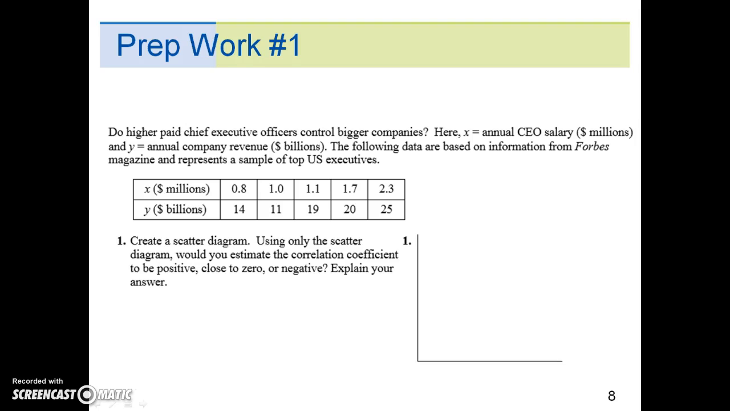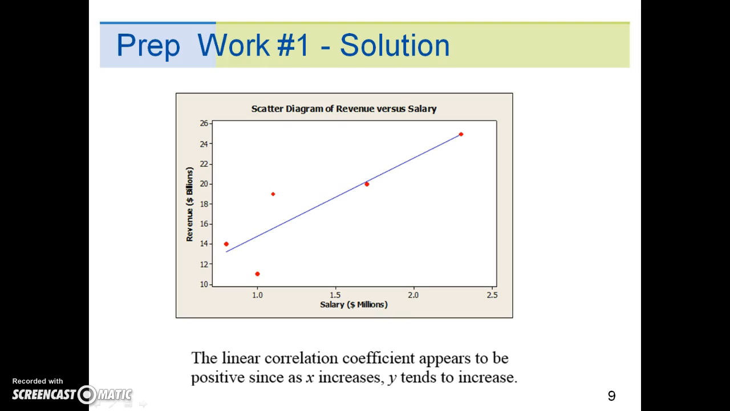Using only the scatter diagram, would you estimate the correlation coefficient to be positive, close to 0, or negative? Explain your answer. Pause the video here, give it a try on your own, and to verify your answer, keep going and look at the next slide. And here's the solution.